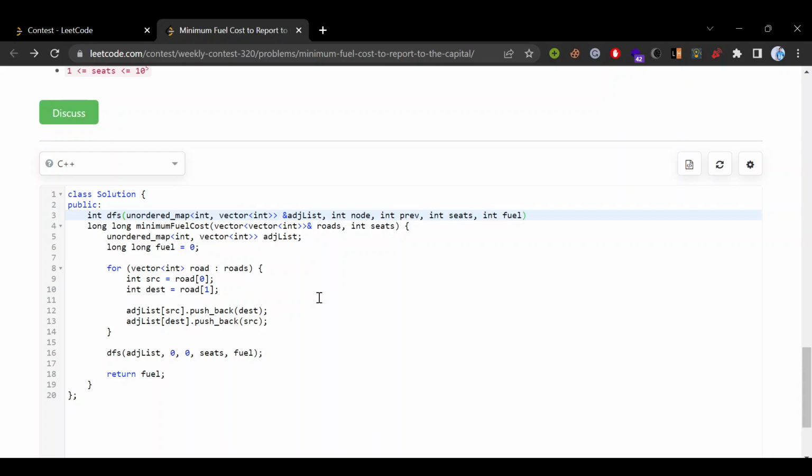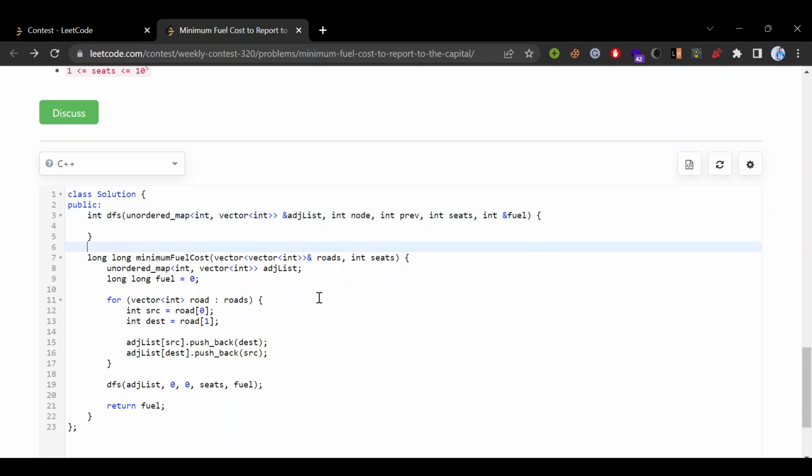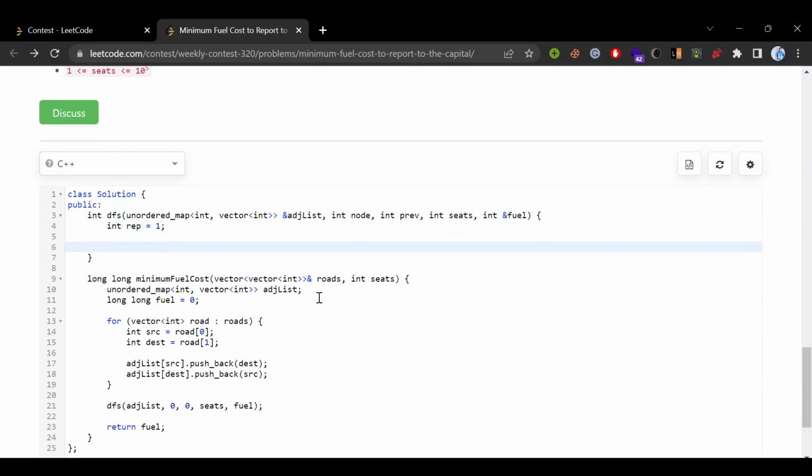Now fuel is a reference variable because we will be adding fuel while backtracking, so it needs to be a reference variable. The first thing will be to initialize the number of people. So people or representatives that I will find at the current city will be equal to 1. We cannot initialize this variable with 0 because we will have at least one representative at the current city, right? And now we will initiate a DFS.